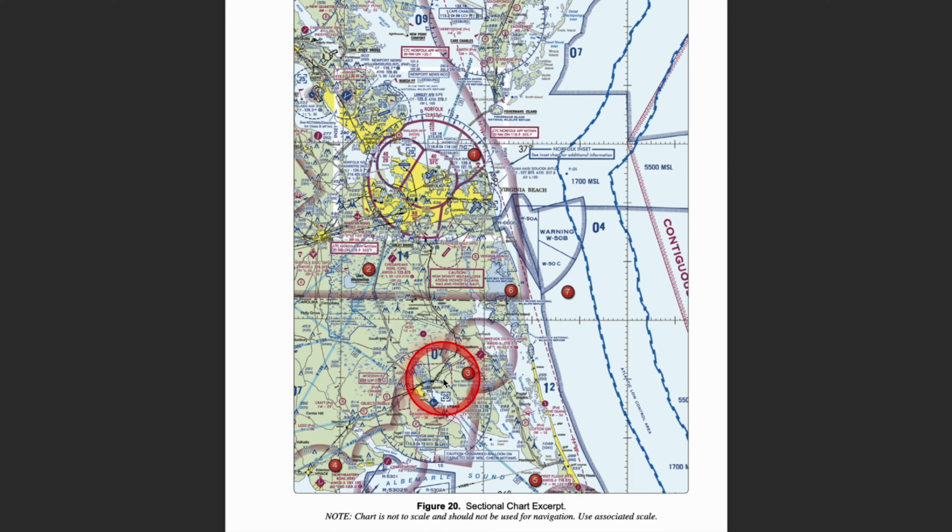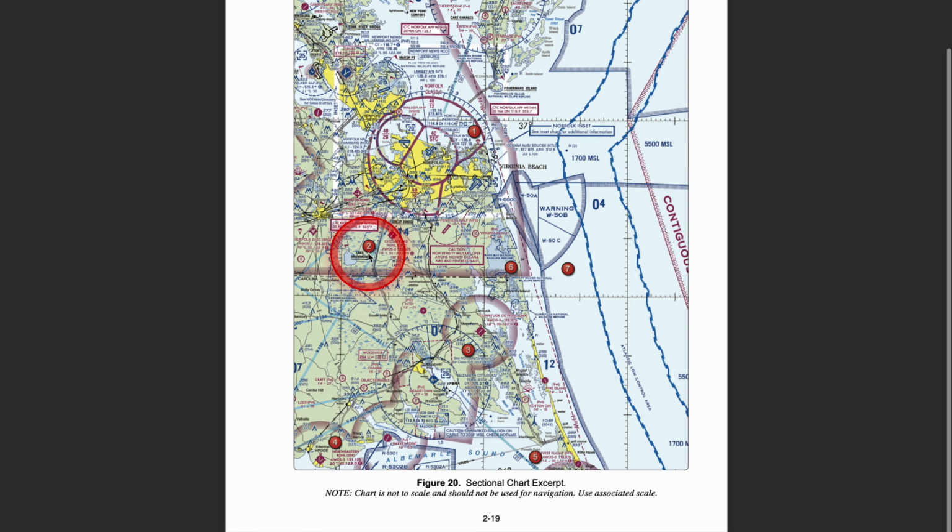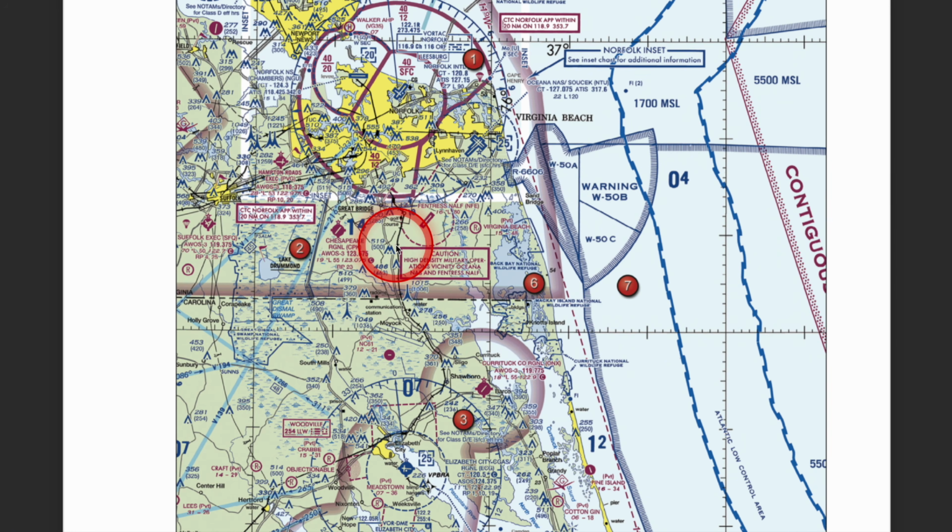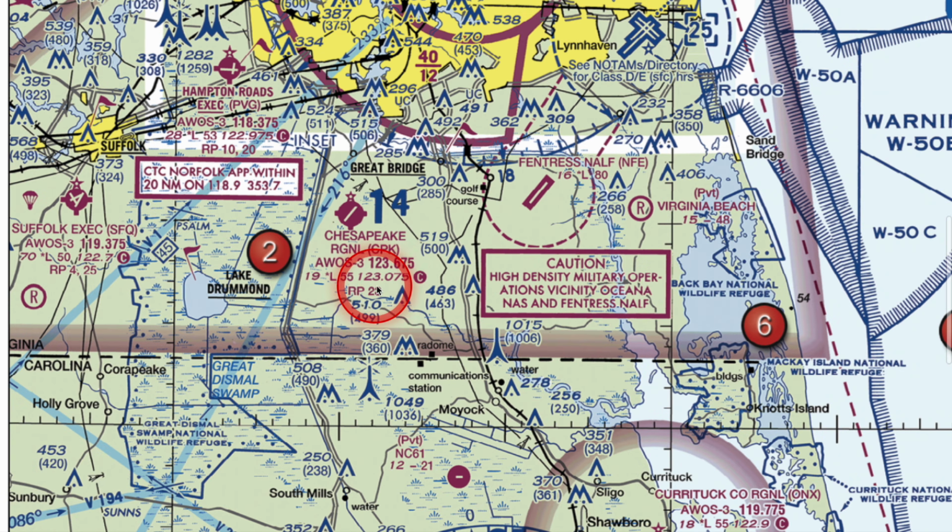Here's figure 20, and the question was sending us to area 2, which is right here. You can see the red dot with the number 2 in it, and it's asking about Chesapeake. So there's Chesapeake, and you can see the airport data right here underneath that airport, and it's asking what the elevation is for this airport. So we got Chesapeake, AWAS 123.675, and then down here there's a number 19, L55 123.075. Then it says RP 23. So out of those, which one do you think is the elevation?